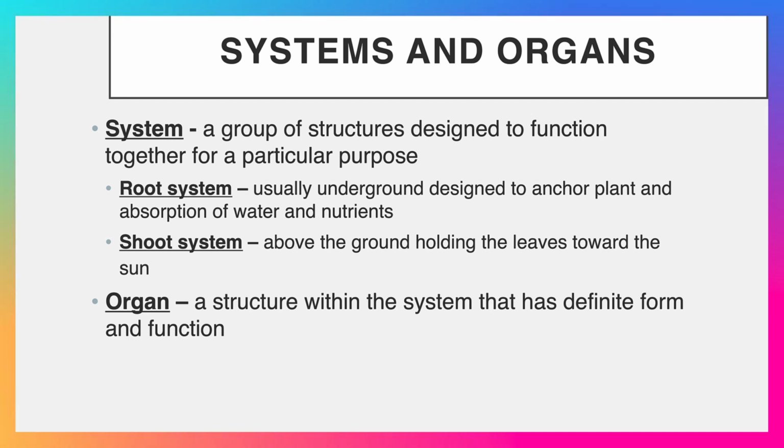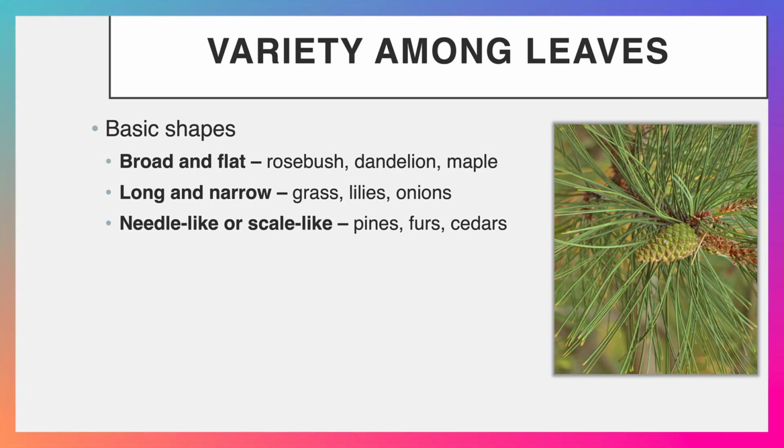Another concept that we've talked about before is the organ. An organ is a structure within a system that has a specific form, and the form generally also implies its function. So when we talk about leaves, what we're talking about is 3 basic shapes of leaves.